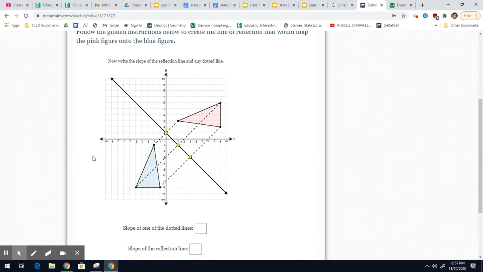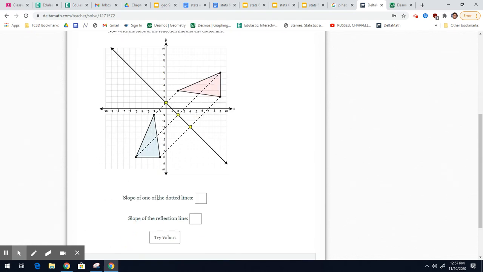Look at that. So now it says, what is the slope of one of the dotted lines? Well, the dotted lines are the segments joining the pre-image to the image. So they're going to have a slope of 1, up 1, right 1. What's the slope of our reflection line? Well, remember, they have to be perpendicular, right? So if the dotted lines have a slope of positive 1, the solid line is going to have a slope of negative 1, down 1, right 1.